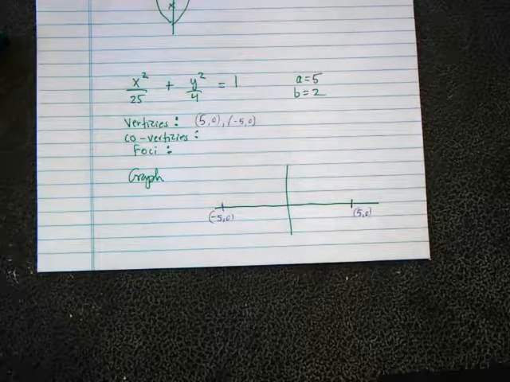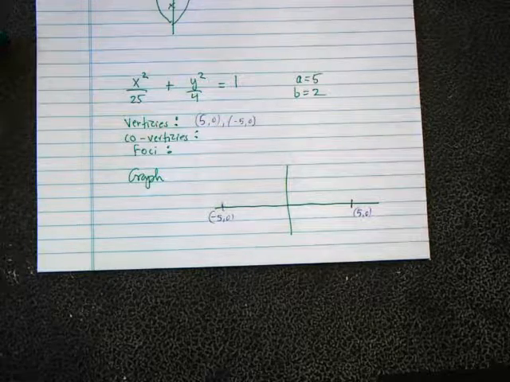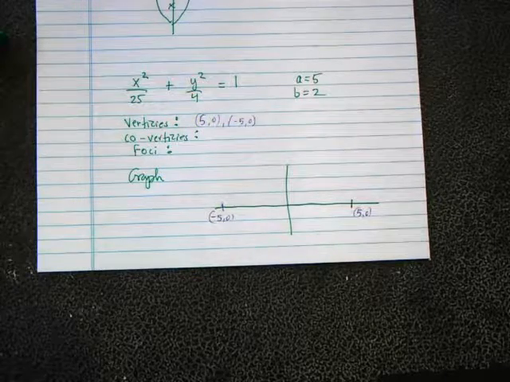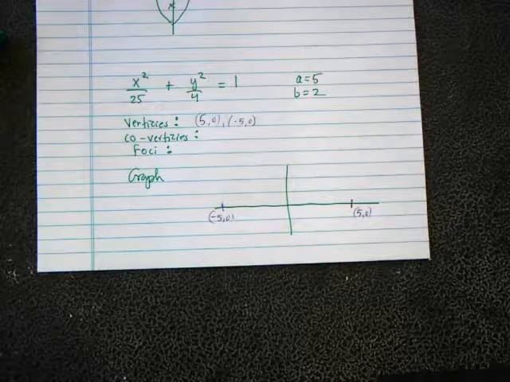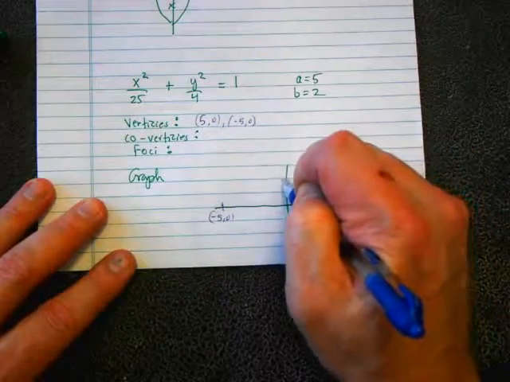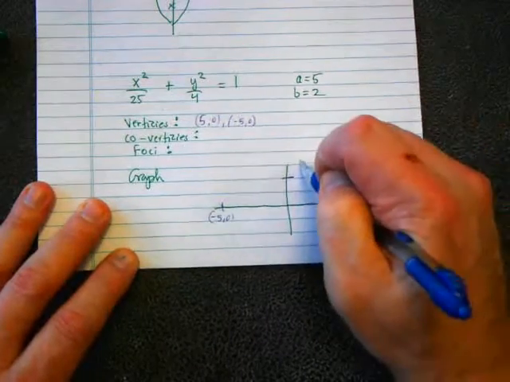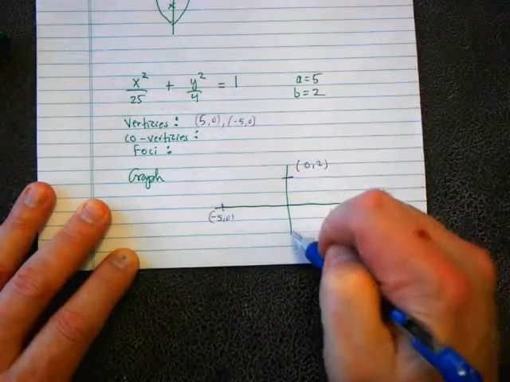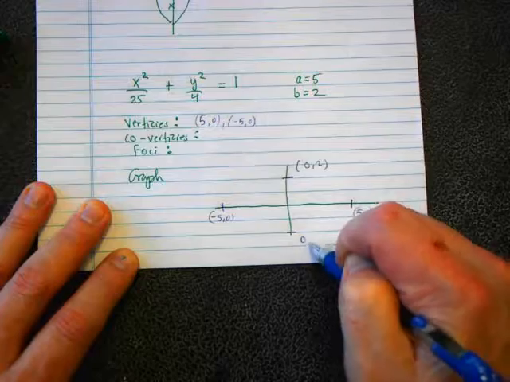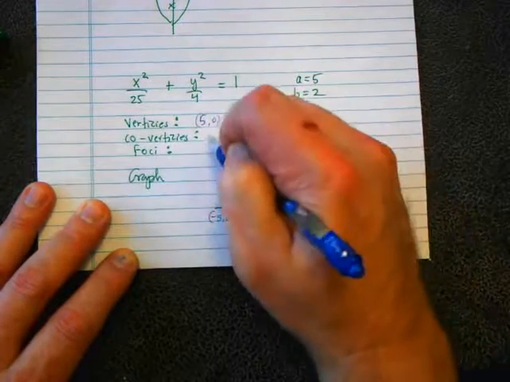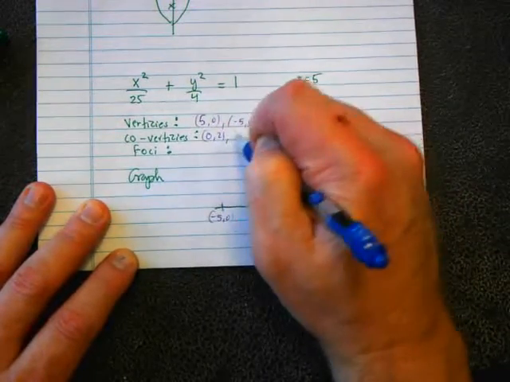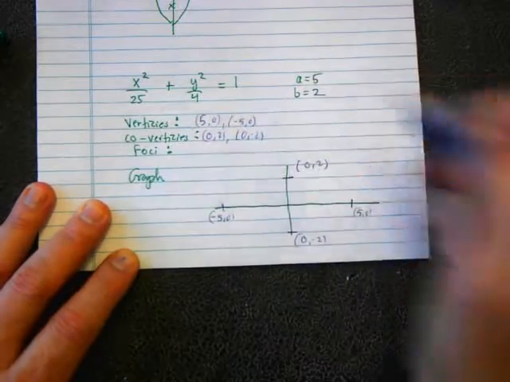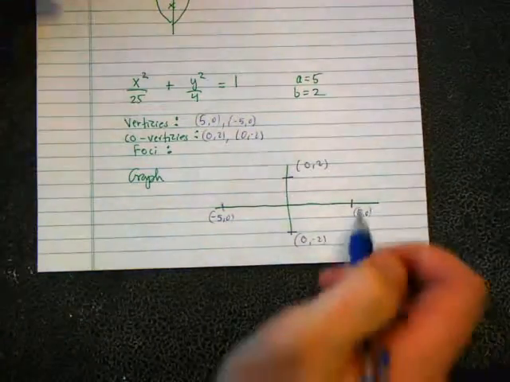Where are the co-vertices? Which direction? Up and down. So I really shouldn't call it 2. I should really call it 0, 2. It's a point. And this one would be 0, negative 2. There's our co-vertices. Well, from that, I can draw the picture.